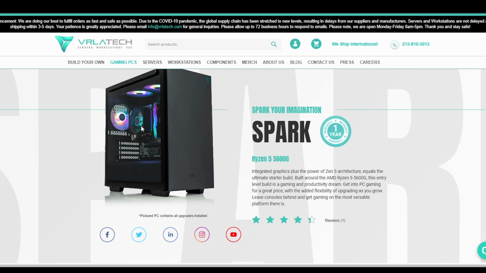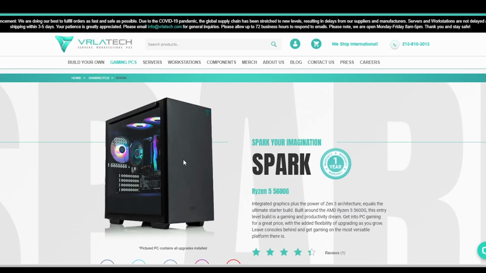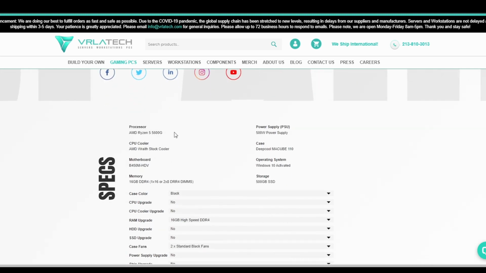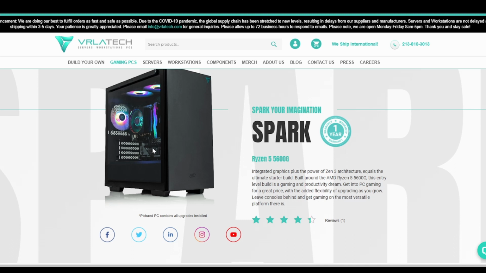So as you guys can see, the VRLA Tech Spark is their new PC that they put out here, and this is just an APU system. It just has a 5600G in it, and as you guys can see, there is no GPU populating that PCIe slot. And because of that, like I said before, you're running the graphics through the CPU. It's not like the CPU itself is handling it, it's just that there's an added on chip or just an added on segment to the CPU that is allowing it to do some sort of graphic compute.